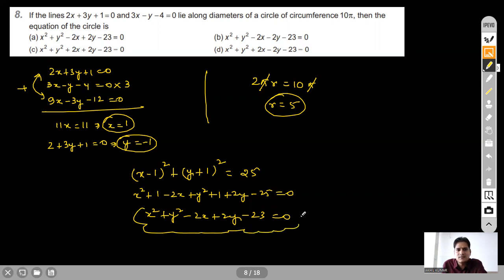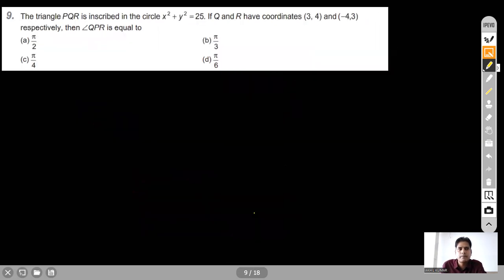This is same as the last question, question number seven. So x square plus y square minus 2x plus 2y minus 23 is equal to 0. So option A is correct. Now let's move to the next question, question number 9.